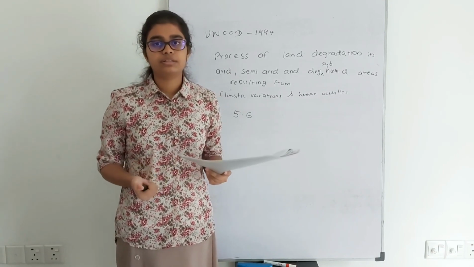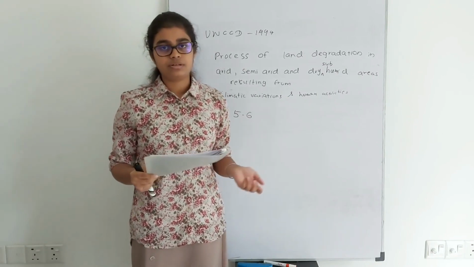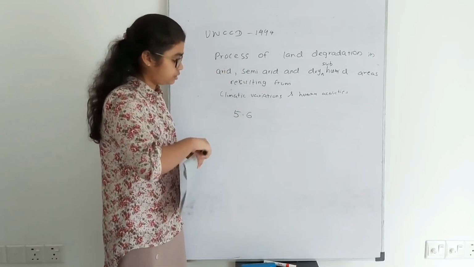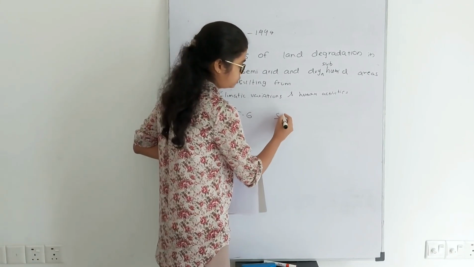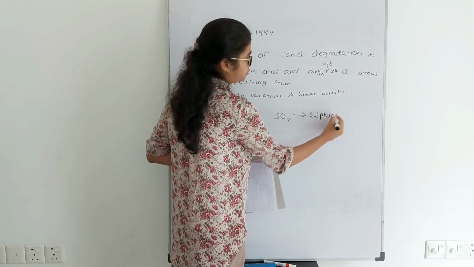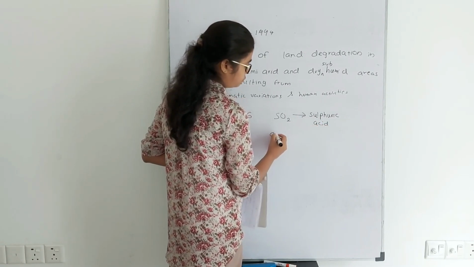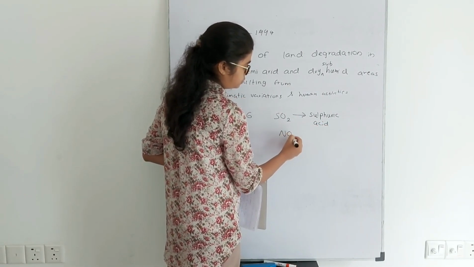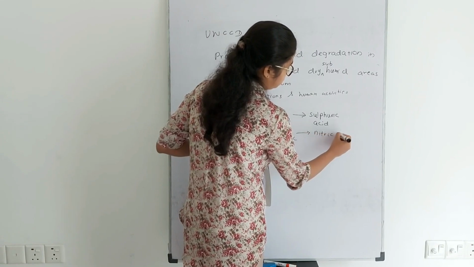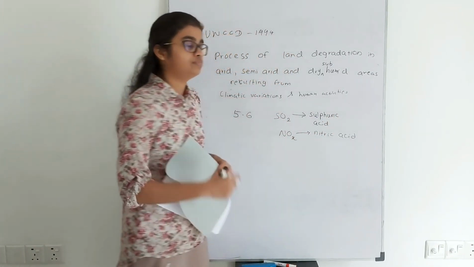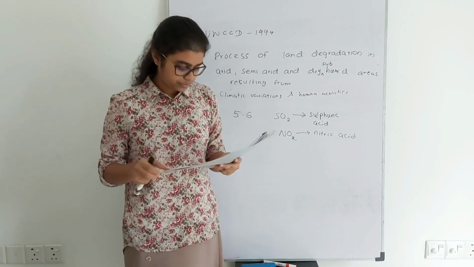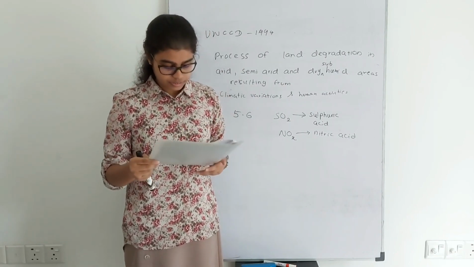So the contributing factors for acid rains I have discussed earlier, the sulfur dioxide and the oxides of nitrogen. And here what happens is sulfur dioxide converts into sulfuric acid and the oxides of nitrogen, they get converted into nitric acid. So both of these are acids and it causes the acidity of water. So the effects of acid rains.